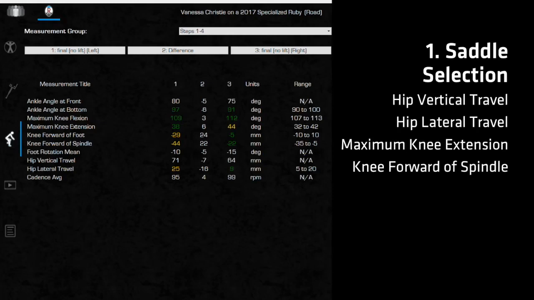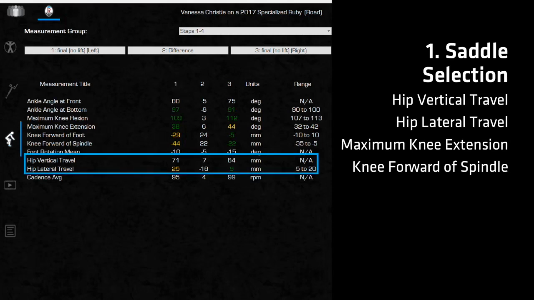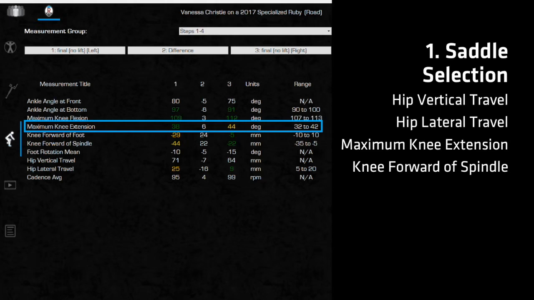Hip lateral travel, maximum knee extension, and knee forward of spindle are other data fields where you should look for relative symmetry. Notice the asymmetry in this rider's hip travel. This may be because she is only supported on one side of the saddle. Also possible is knee angles that are different because the rider is falling off the side of an unsupportive saddle.